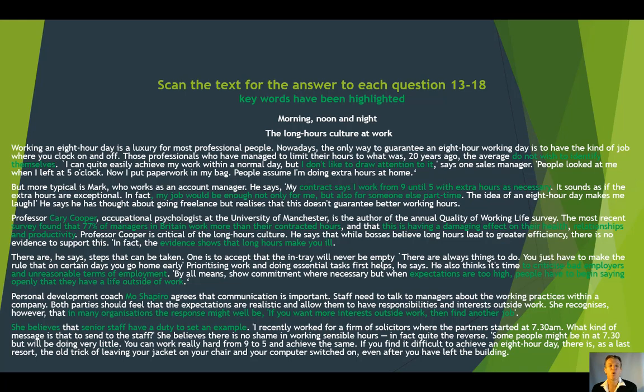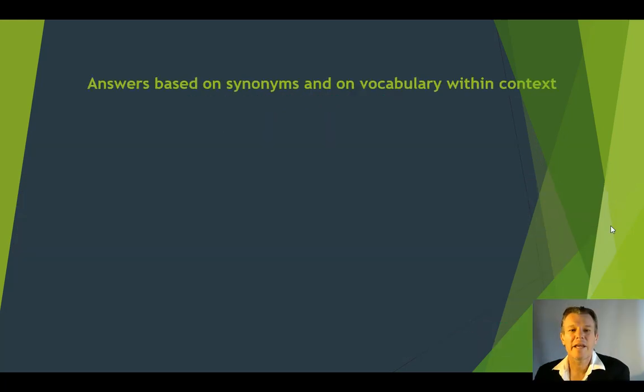So please press pause, because I'm going to move on to the next screen now. Press pause, read through the text, and look at how I've answered the STEM questions with the words in green. And then we're going to refer these words in green to the STEM questions and the available options on the next screen. So please pause, read it, and then move on. Now that you've read the text and you've seen the key words that answer the STEM questions, we're going to go through the answers and find the correct answers based on the synonyms and on the vocabulary within context.